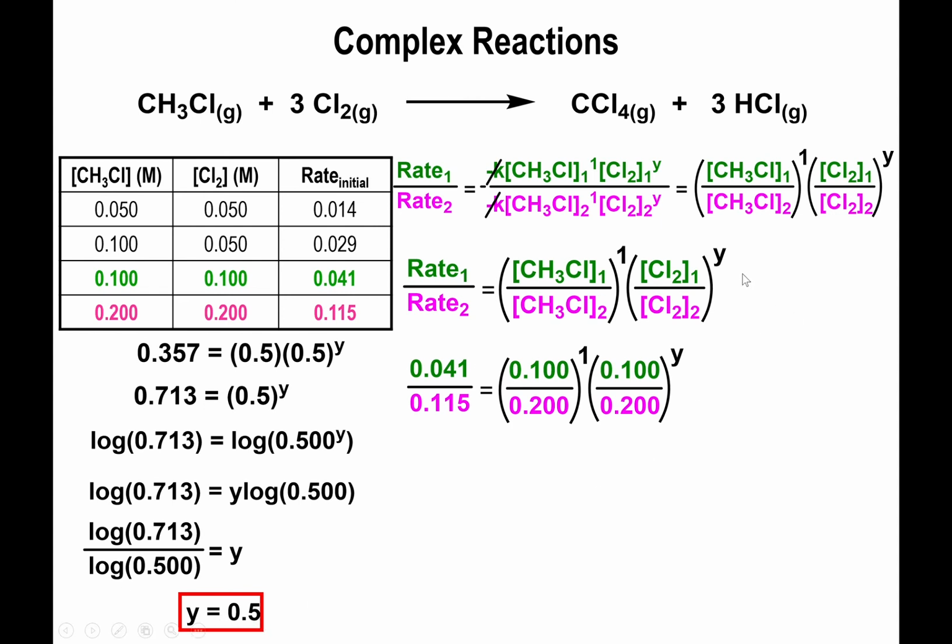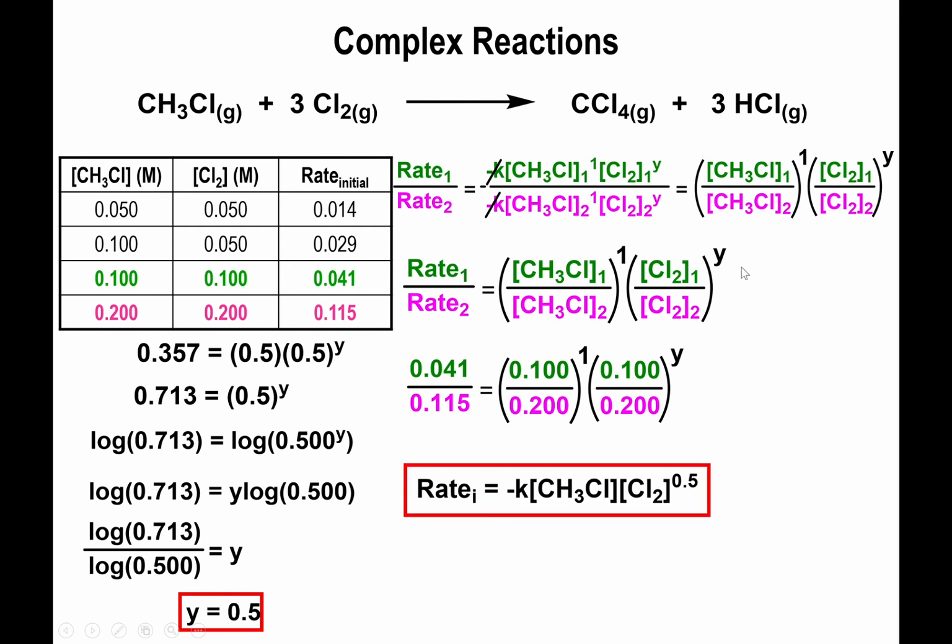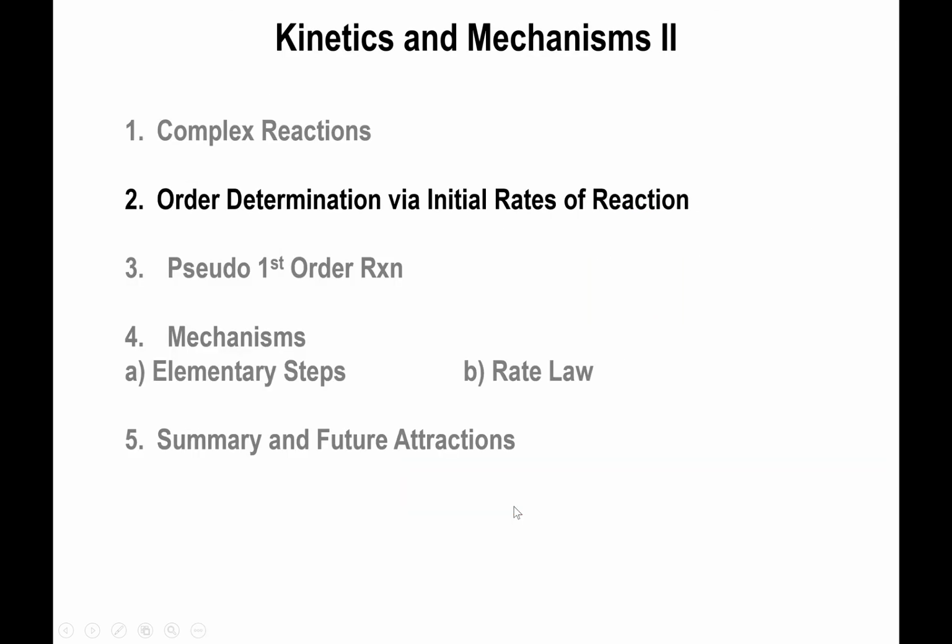So this is a fractional exponent, and this can actually happen. If you write the rate law for this reaction, you will have rate equals negative k times the concentration of CH3Cl to the first power times the concentration of Cl2 to the 0.5 power. And in the future, if you're asked to solve for the full rate law, including the value of k, then you basically pick any row, plug in the concentrations of CH3Cl, the concentration of Cl2, and the value of the initial rate, and you solve for k at that point.